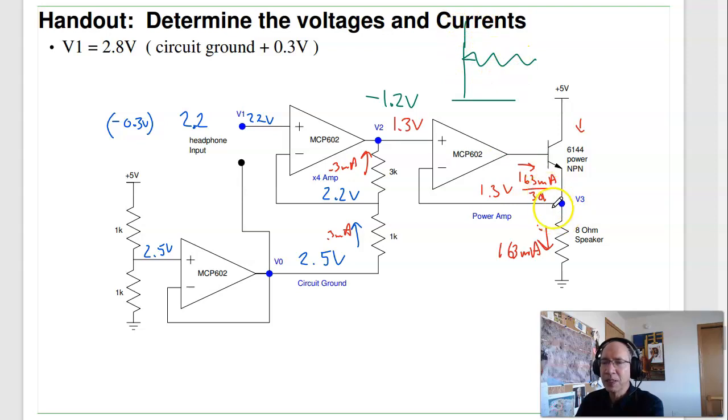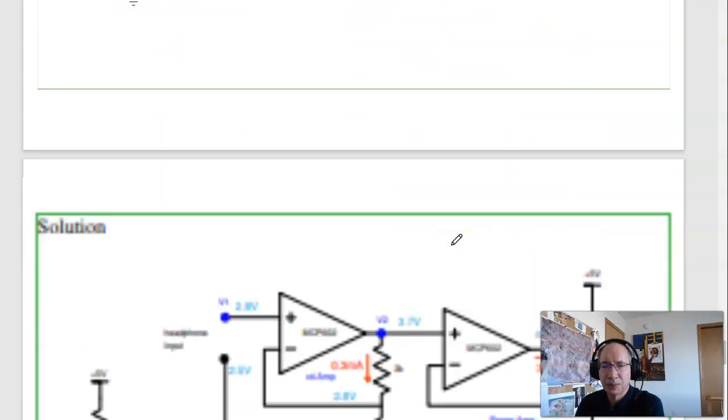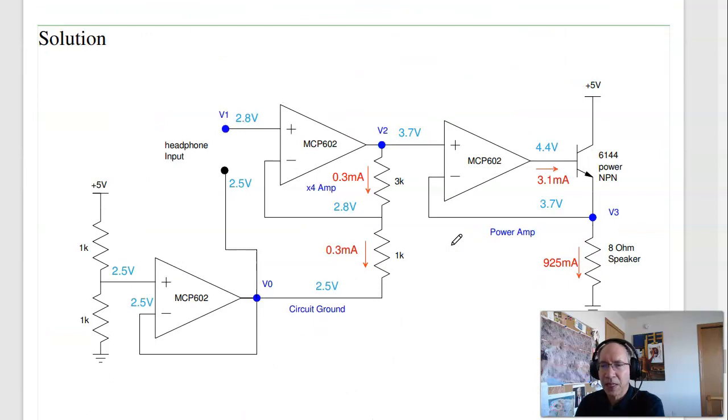When I'm done, I can drive the 8 ohm speaker. And what you'll see is the 8 ohm speaker kind of pops. It always has a 2.5 volt offset, so it's always drawing power, but it's going up and down relative to that 2.5 volt offset. And here's a solution. Same thing we just went through.